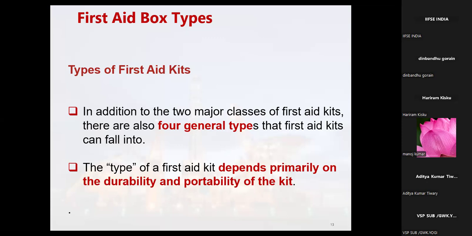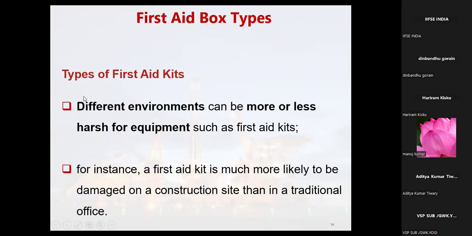Now there are 4 other general types of first aid kits. The type of first aid kit depends primarily on the durability and portability of the kit. Different environments can be more or less harsh for the equipment. For instance, a first aid kit is much more likely to be damaged on a construction site than in a traditional office.